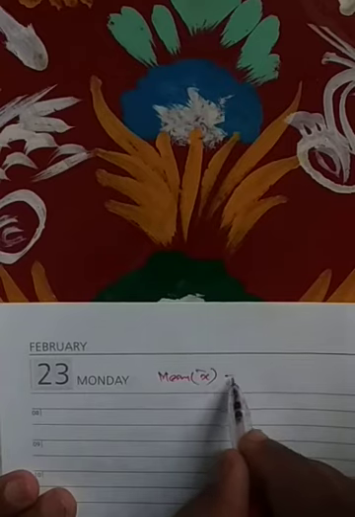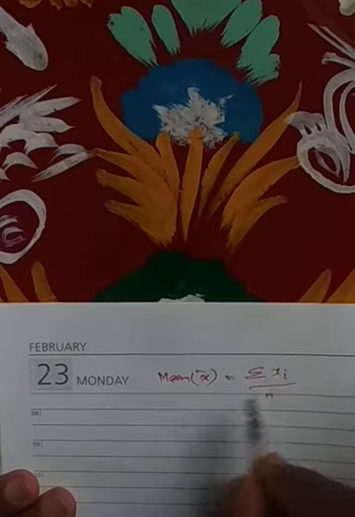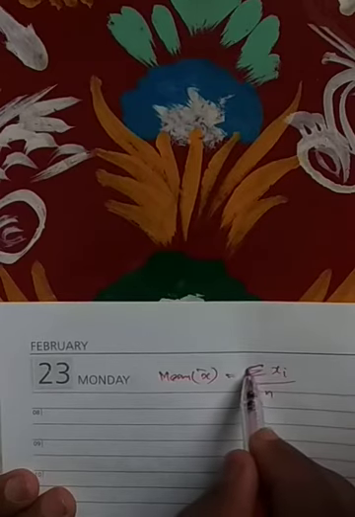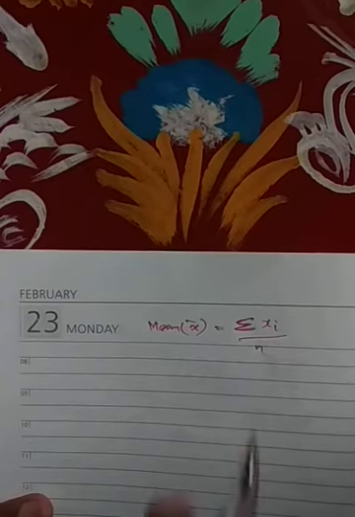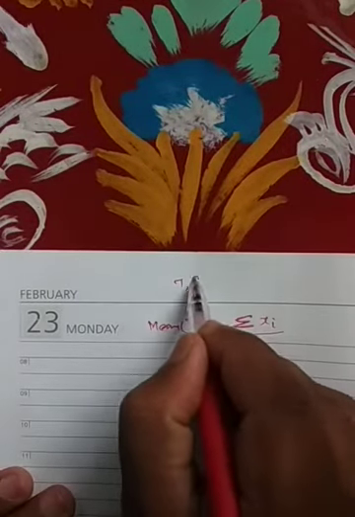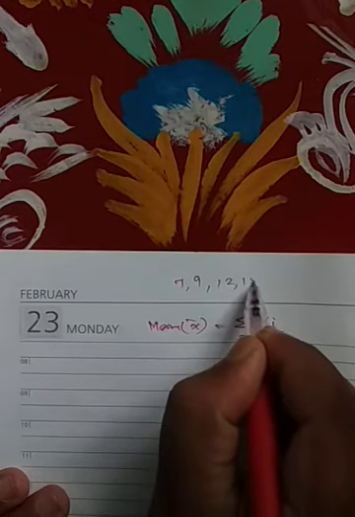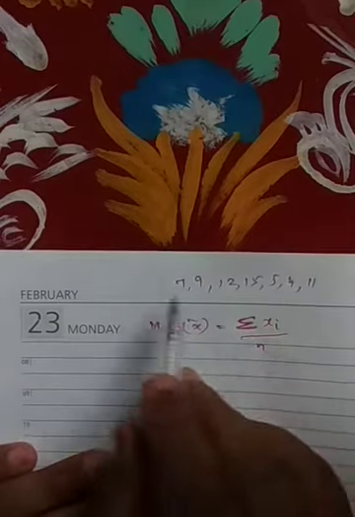That is nothing but what we are going to do. Summation xi divided by n. Summation means, this sigma symbol is nothing but summation. We need to add all the numbers. Summation xi means all the observations. What are the observations we are having? 7, 9, 12, 15, 5, 4 and then 11 we are having. All these things we need to add.